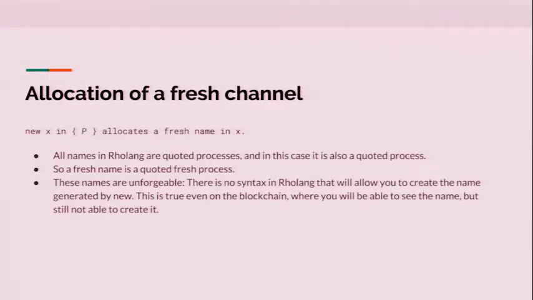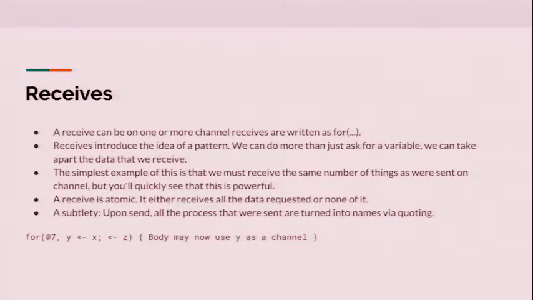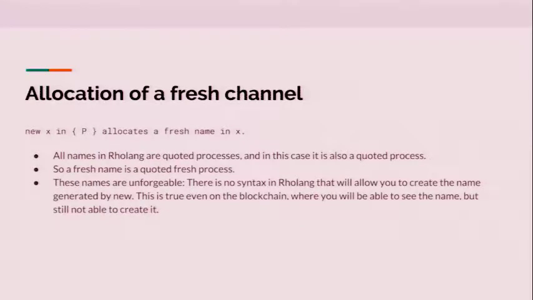All right. So we can send, we can receive, we can allocate fresh channels. So new x in P binds a name that is not used anywhere else to the variable x, and then within P, any references to x until it gets shadowed refer to that fresh name. So for instance, if the receive down there were the body, then x would be bound to that fresh channel.